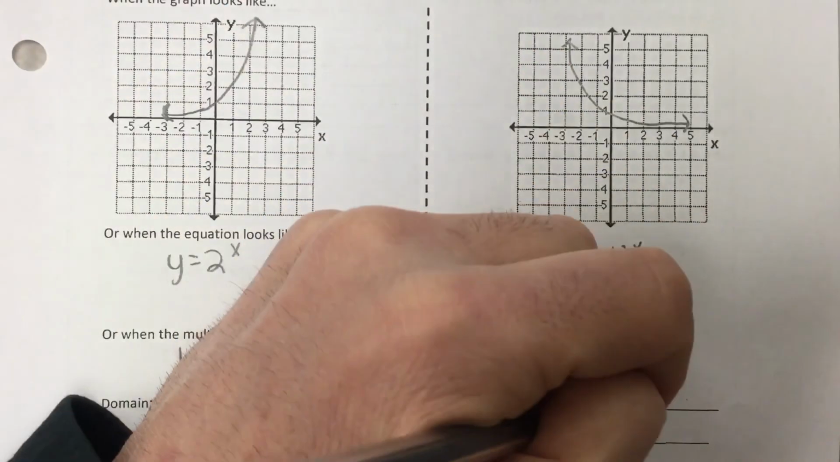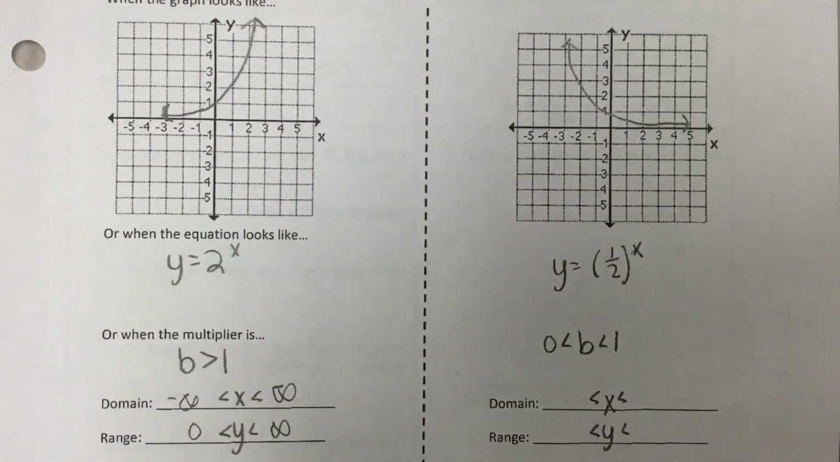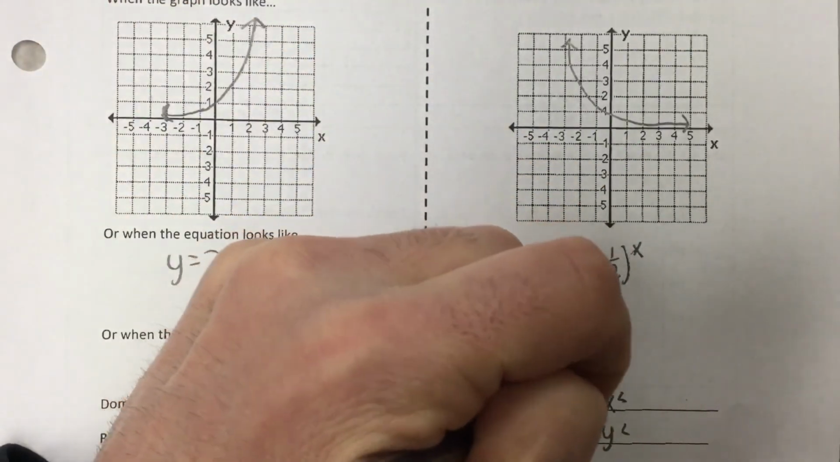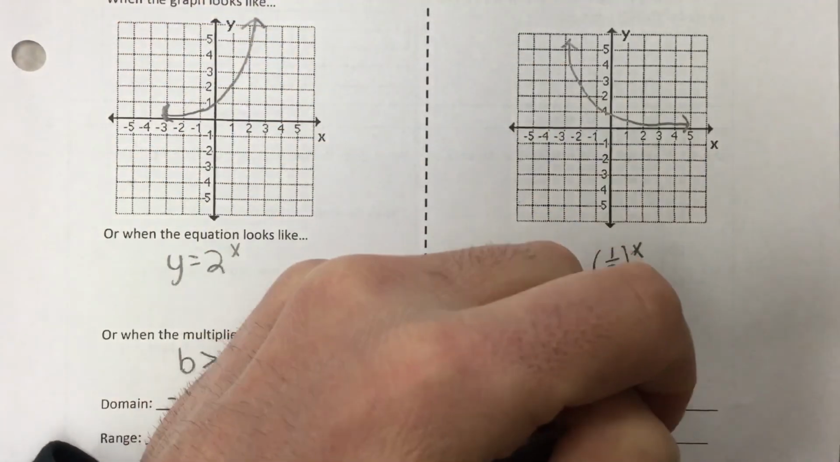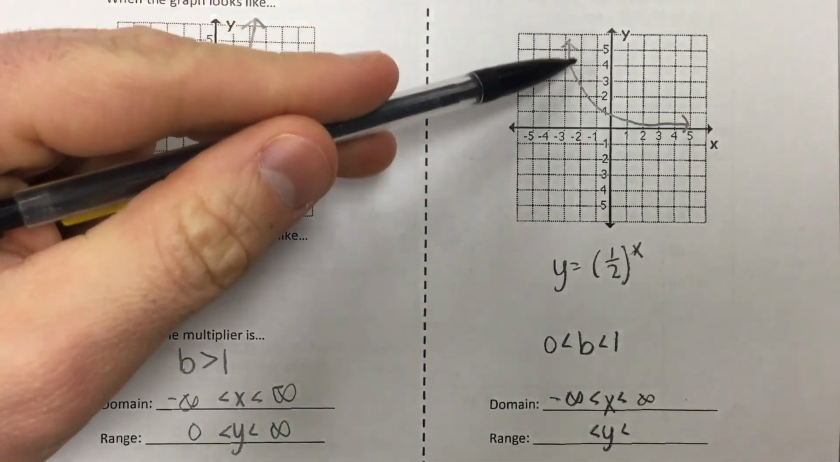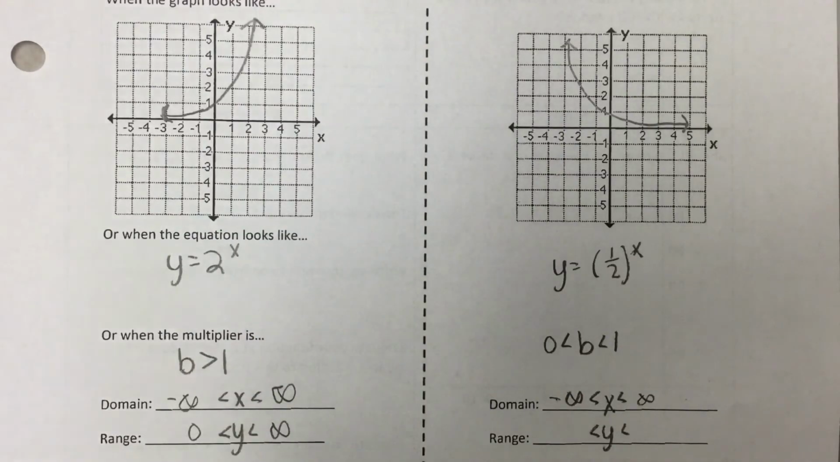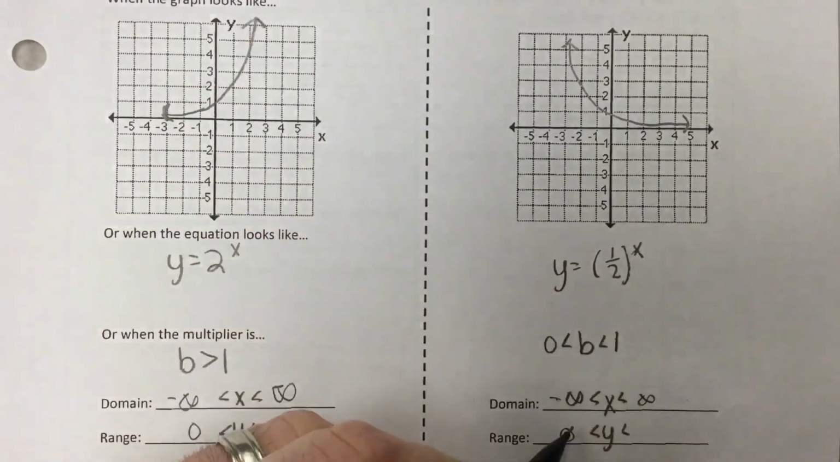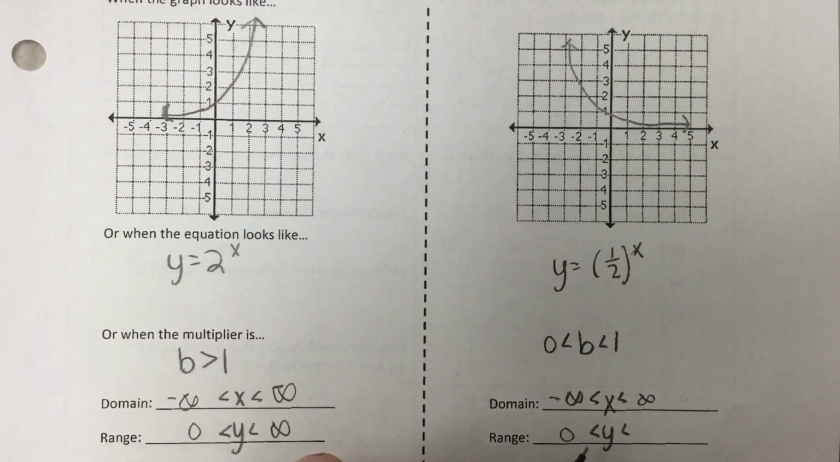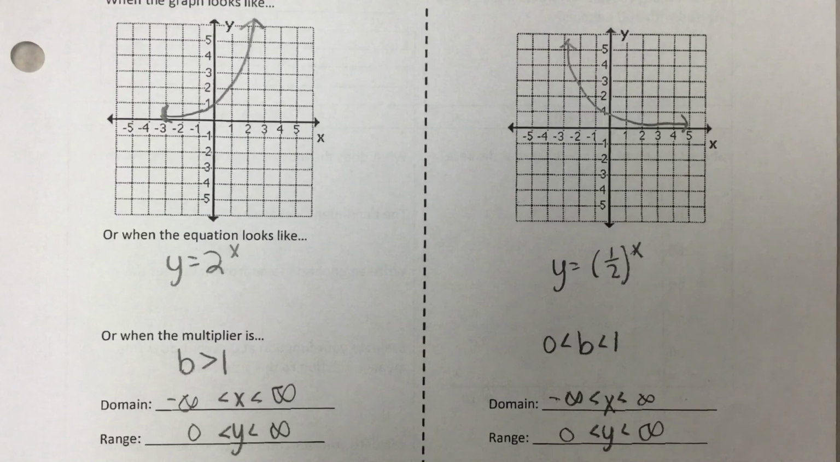For our domain, setup is similar. Again, we would be going to the left forever, so negative infinity, to the right forever, positive infinity. How far down are we going? Again, we're getting closer and closer to 0, but not touching it. So I put the 0 there, but I do not put the equal to because I'm not touching it. I just get really, really close to it. And then it goes up forever. All right, that is our first section.